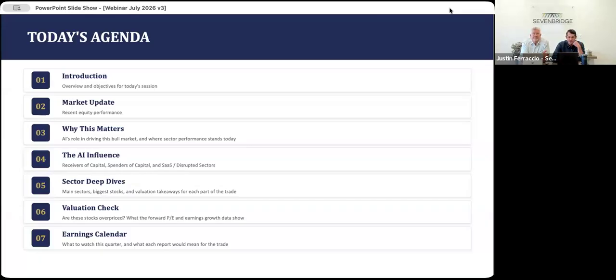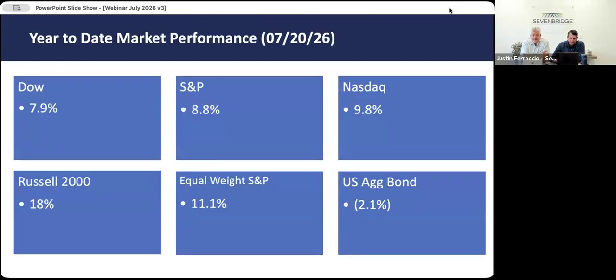We'll go a little deeper into how sectors have performed this year in the economy. We're going to look at the value of the market and whether we think it's overvalued right now. And then we'll quickly show you an earnings calendar, which is something that we pay attention to and thought you might find interesting. So these numbers are as of market close yesterday.